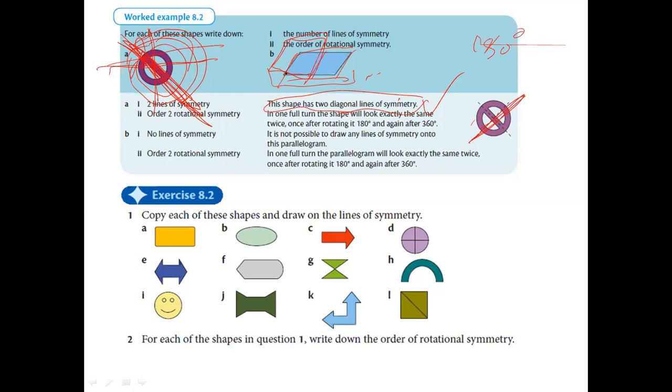If you want to divide it into two parts from A, for example, this angle is B, when you fold it, you also cannot get the same parts. That's why a parallelogram always has no lines of symmetry. Don't forget, it is not possible to draw any lines of symmetry onto this parallelogram. And second, the order of rotational symmetry. For example, when you rotate this parallelogram by 90 degrees.